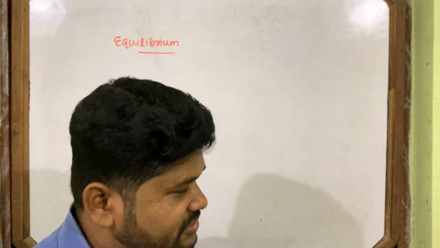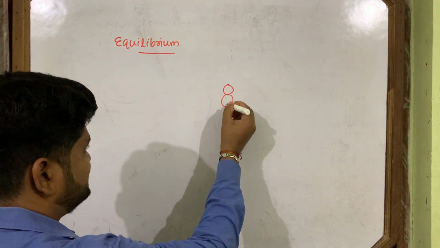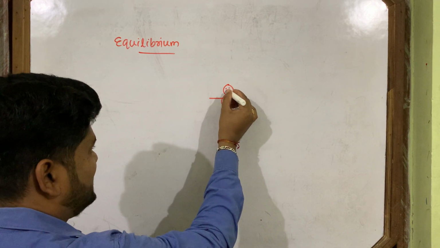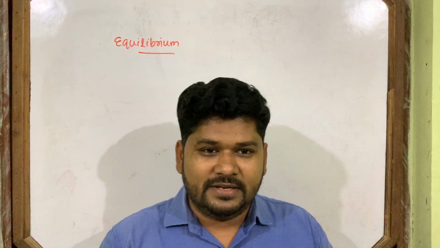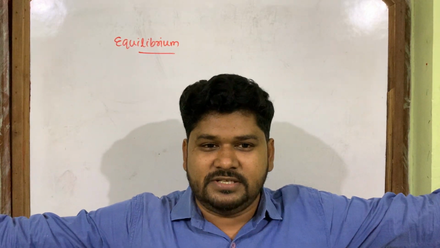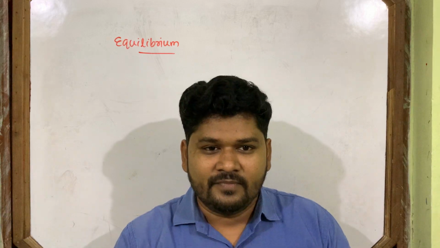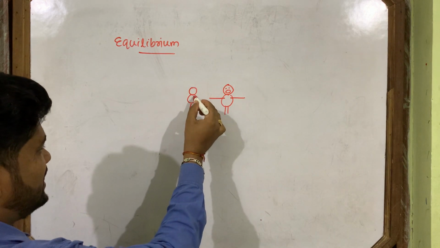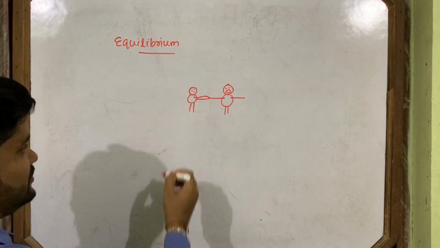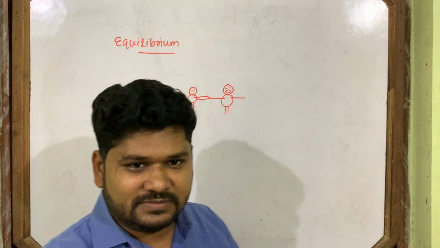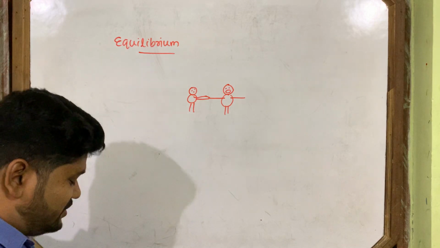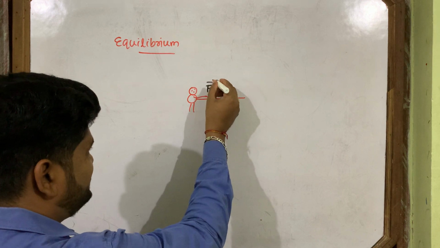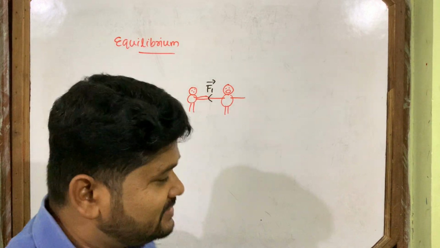Suppose one person is here. You are standing here. You stretch one of your hands like this, and the other hand like this. Now one of your friends applies force here and drags you in this direction with some force. With how much force? Suppose with F1 force. And another friend is standing at this side.